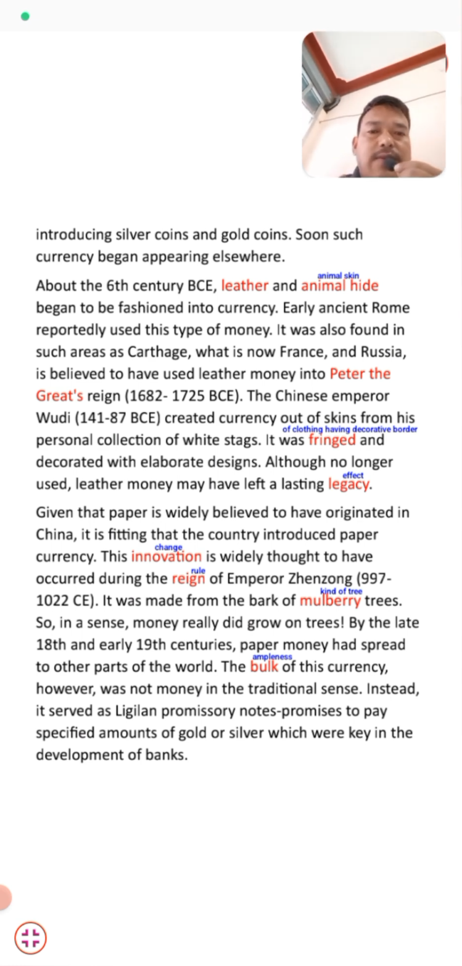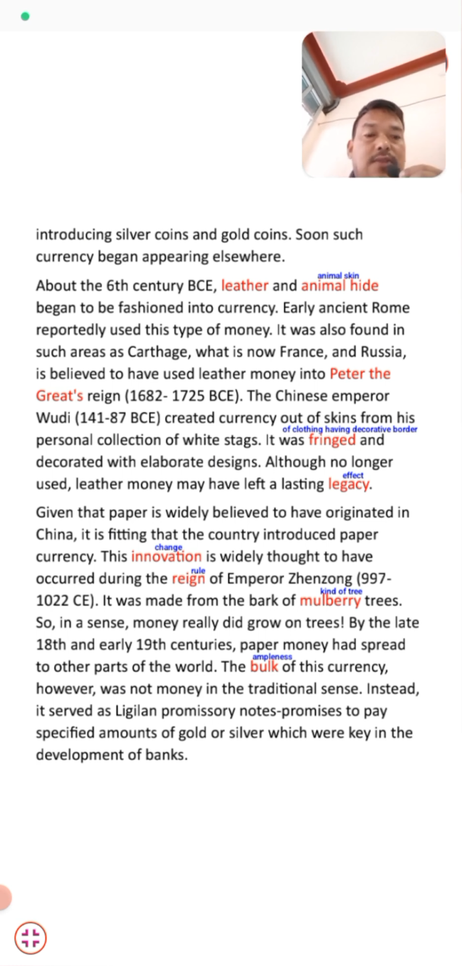The Chinese emperor, also known as Wu Di, used animal skin as money, as a currency, from 141 to 87 BCE. In order to choose the money, he chose the skin of the white deer. He was very fond of white deer skin, and then he started using this skin as a form of money.